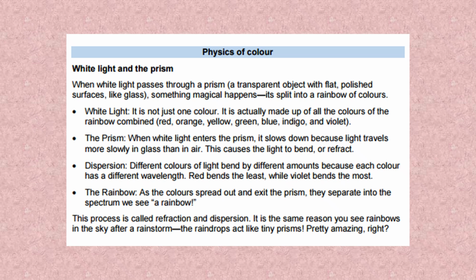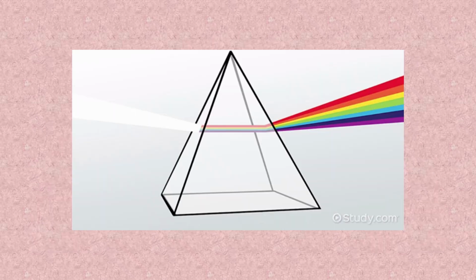Dispersion. Different colors of light bend by different amounts because each color has a different wavelength. Red bends the least while violet bends the most. The rainbow. As the colors spread out and exit the prism, they separate into the spectrum. We see a rainbow. This process is called refraction and dispersion. It is the same reason you see rainbows in the sky after a rainstorm. The raindrops act like tiny prisms. Pretty amazing, right? Okay, so there's a prism.